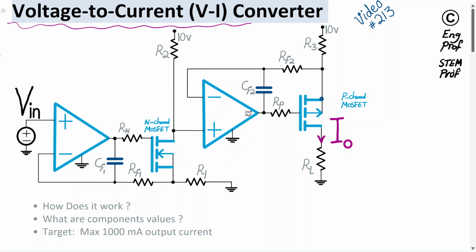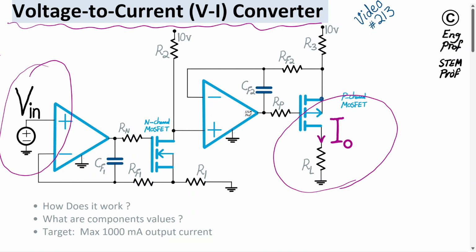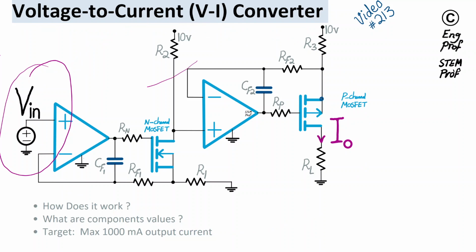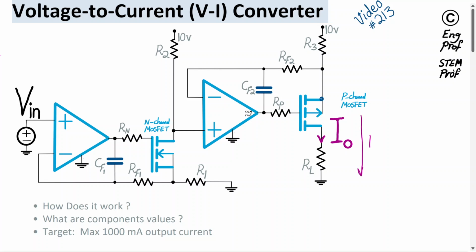A voltage to current converter, also known as a voltage controlled current source, is discussed in this example in terms of how the circuit is working and how to properly select the value of components in the circuit for a target operation, in which case we are, for example, targeting a maximum 1 amp current at the output of the circuit being provided to a given load RL.